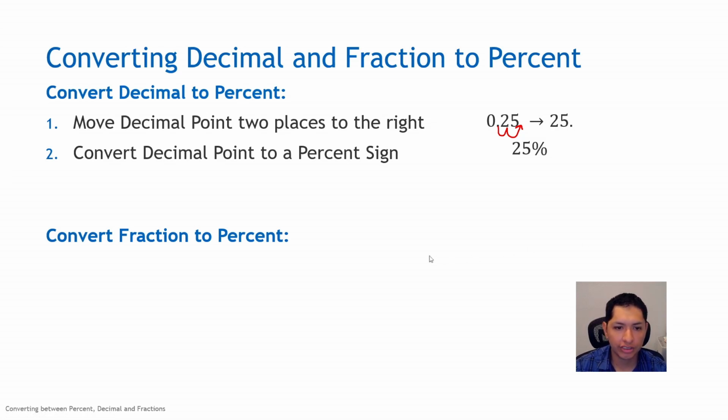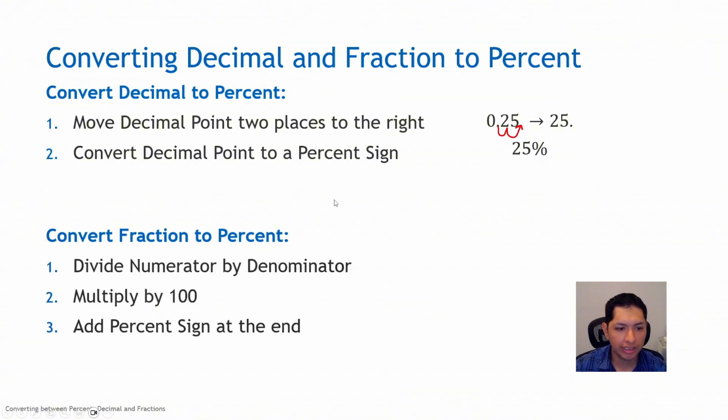To convert a fraction to a percent, you will follow these steps. You will divide the numerator by the denominator. Fractions are really division problems, just written in a format that we can use for all kinds of math. And we are going to use that fact to actually divide the numerator by the denominator. When you get that number, it will be a decimal, and then you will multiply that by 100, and once again you will add a percent sign at the end.